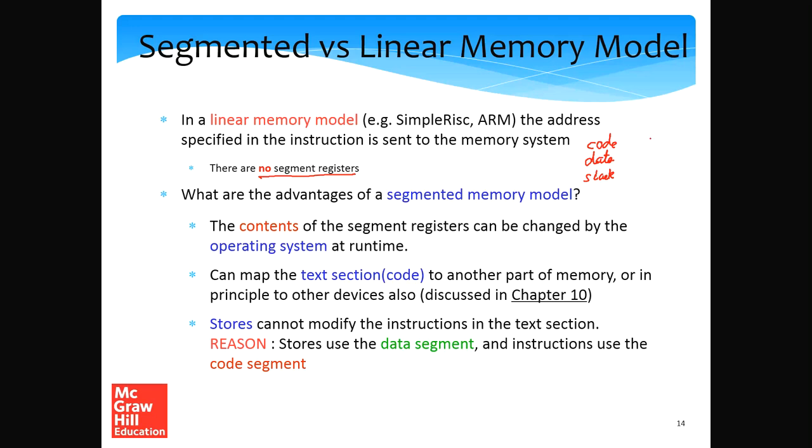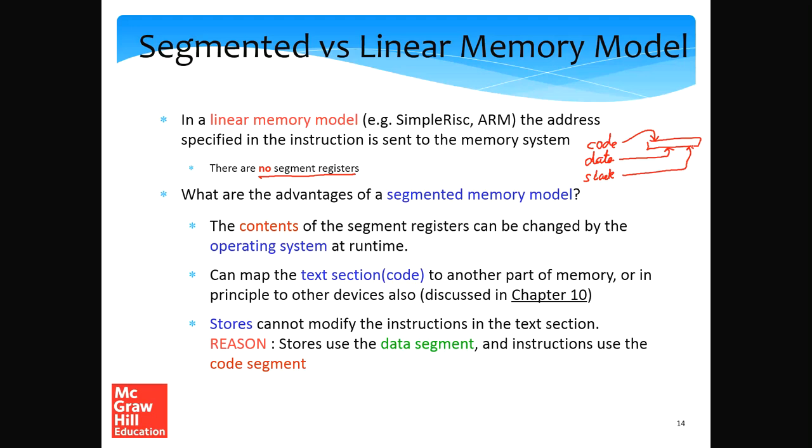Given our conceptual view of memory, we map these segments to different locations, and every single address is specified as an offset from its segment register. We will see this kind of a model has some advantages. We'll not be able to discuss a lot at this point of time. We'll discuss more of this in chapter 10, the chapter on the memory system. But the idea basically is that this gives us some amount of security.